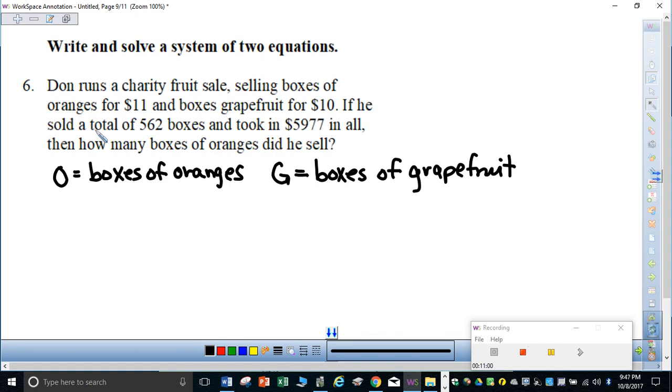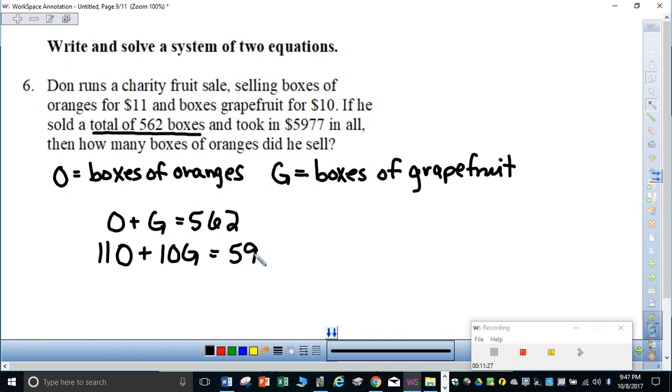Okay, so he sold a total of 562 boxes. So let's write out O plus G equals 562. Okay, then our next equation will have to do with the amount of money. So it's $11 for a box of oranges, $10 for a box of grapefruit.